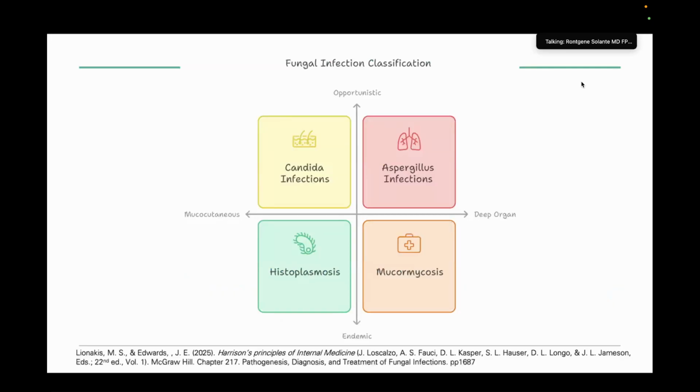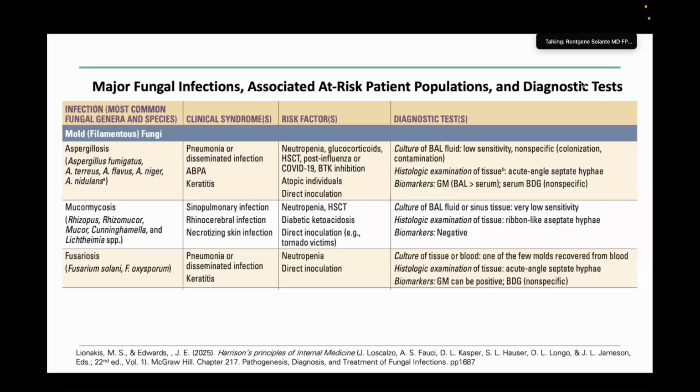Now, to further classify fungal infections, we also need to know that there are specific microorganisms that are known to be opportunistic, and there are also those that, aside from being opportunistic, can also cause deep organ infections. There are also fungal infections that are not opportunistic but can be mucocutaneous and are endemic. One of those is Candida, which can be opportunistic and can also be mucocutaneous. Aspergillus, same as Candida, can be opportunistic but can also cause deep organ infections. Same with histoplasmosis and mucormycosis. At this point, this will be the next group of our topics, where we will elaborate on specific fungal infections based on their classification, as I have mentioned.